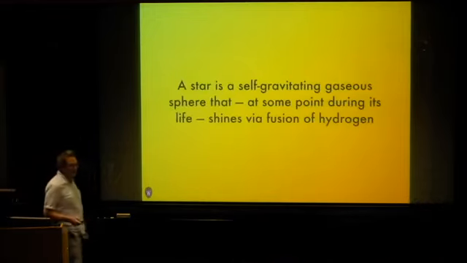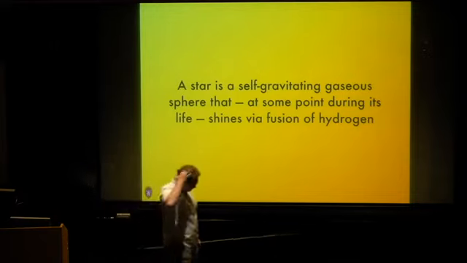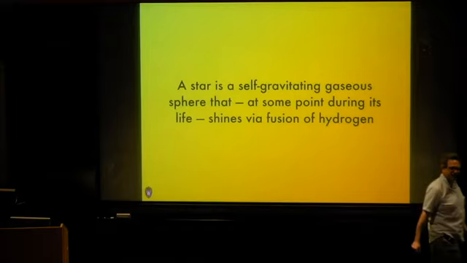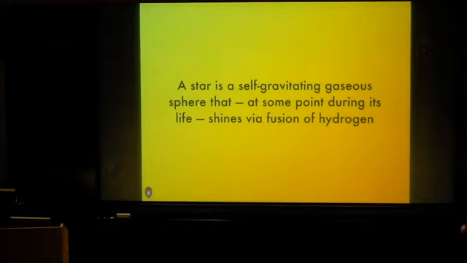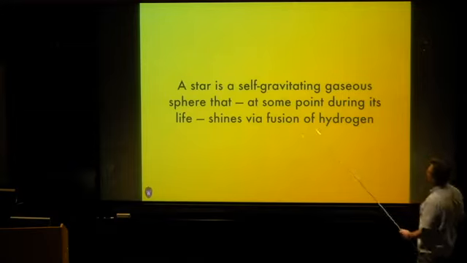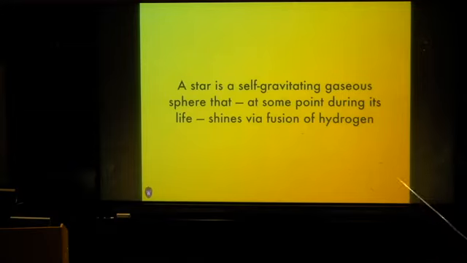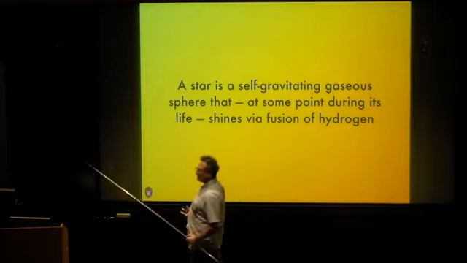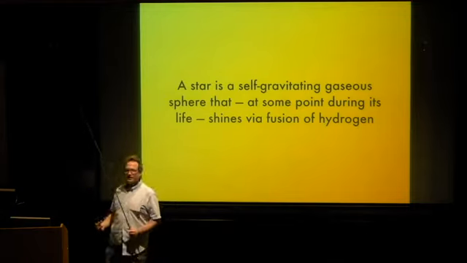I'm going to start out by putting up a provisional definition of what a star is. It seems kind of redundant, but there are a number of important words on this slide that hold the key to my claim that the interesting thing about stars is their emergent complexity. So a star is a self-gravitating gaseous sphere that at some point during its life shines via fusion of hydrogen. In this simple sentence, there are a lot of interesting bits of physics.